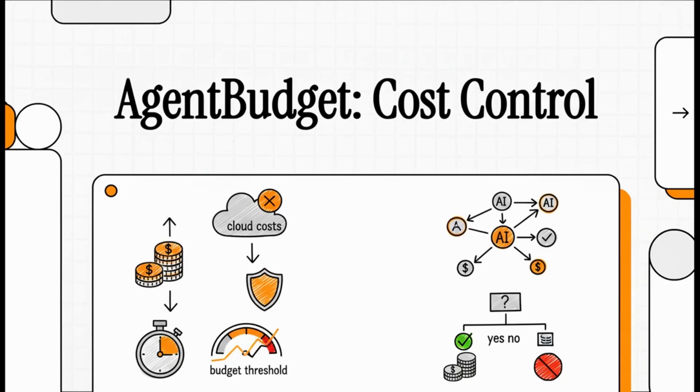All right, today we're diving into a really cool new open source tool that tackles a problem I think every single AI developer is starting to get a little nervous about: runaway costs. It's called AgentBudget, and it's all about putting a hard stop on how much your AI agents can spend in real time. Let's get into it.